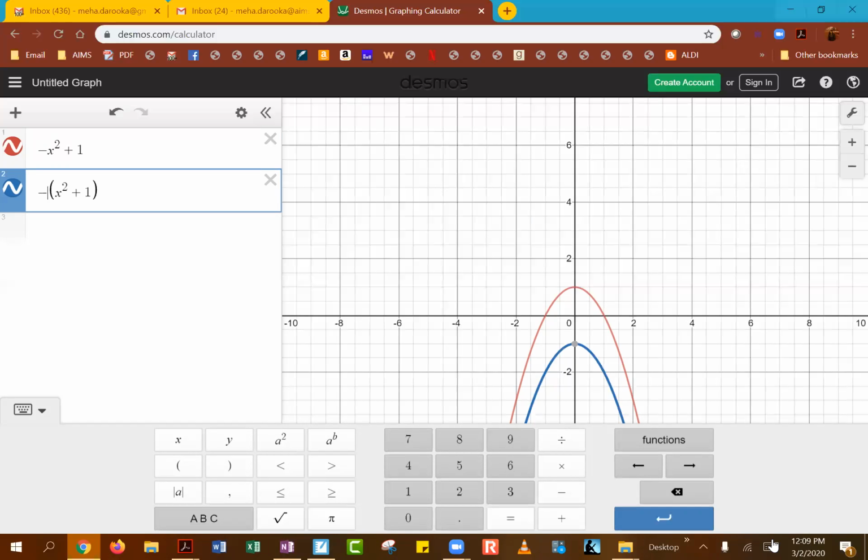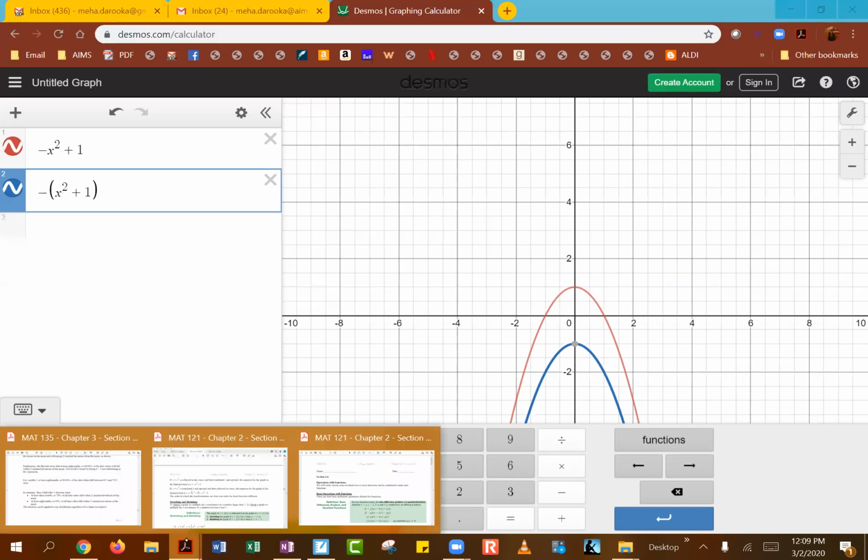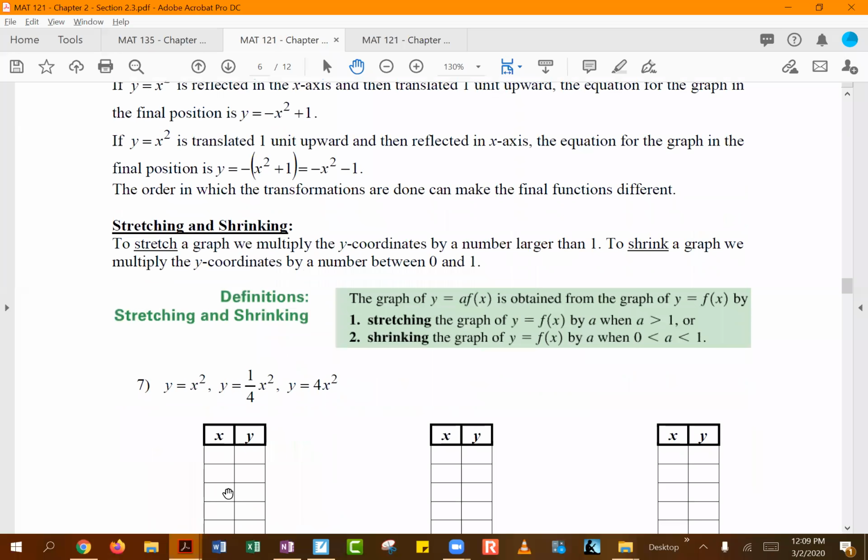And that's the reason why once we're done talking about stretching and shrinking, we are actually going to talk about what order you do these transformations in. So this was just something quickly to show you what those two graphs end up looking like.